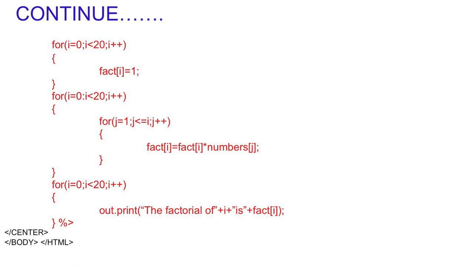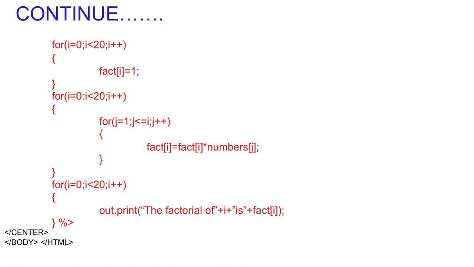Suppose I is 3, then it will store the factorial of 3. If I is 4, then it will calculate the value of factorial 4. Finally we have again a for loop, the last for loop, where we will print the values we have calculated. System.out.println of number and factorial: the factorial of 0 equals the value, and the factorial of 1 equals the value, you will get the value.